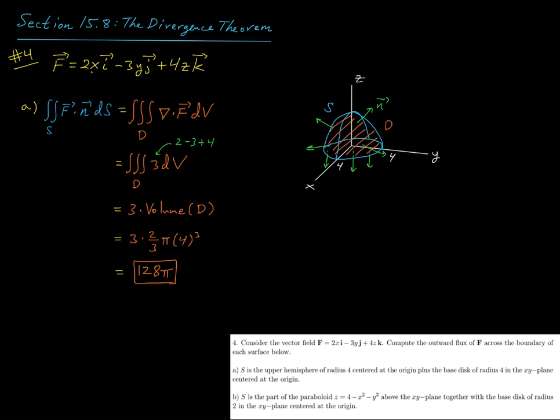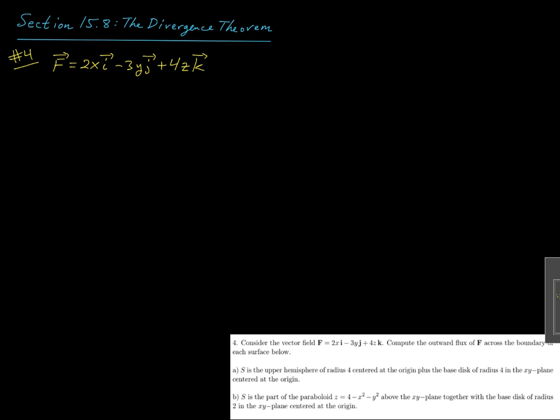And here the divergence is simple. It's just 2 minus 3 plus 4, so that comes out to be 3. And here, since I'm just integrating over this solid hemisphere, this is just going to be 3 times the volume of that hemisphere. And so that's going to be 3 times 2/3 pi r cubed, and the radius there is 4. So we get 128 pi, right? Not too bad. Okay, so what about for part B?